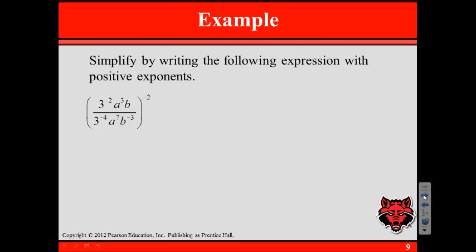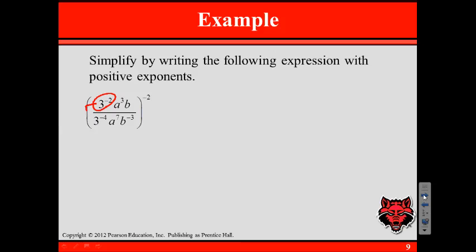Simplify by writing the following expression with positive exponents only. Now, anytime we have an algebraic fraction raised to a power, we want to start by simplifying the inside first. So to simplify the inside, the first thing I would do is change any negative exponent to a positive exponent. And we're going to do it like this. I'm going to circle my terms with negative exponents, and draw arrows indicating they will move to the denominator or to the numerator.